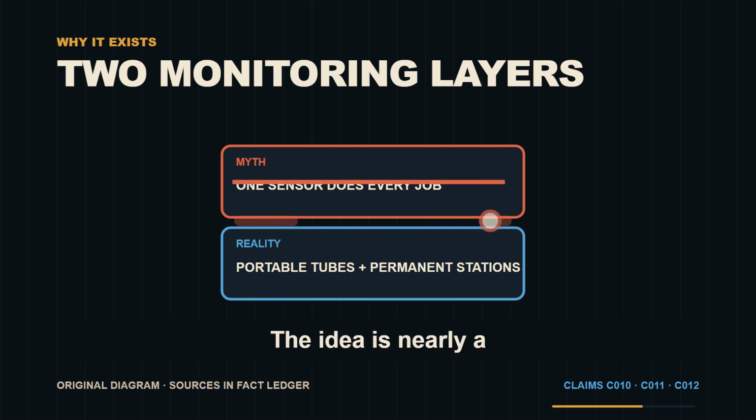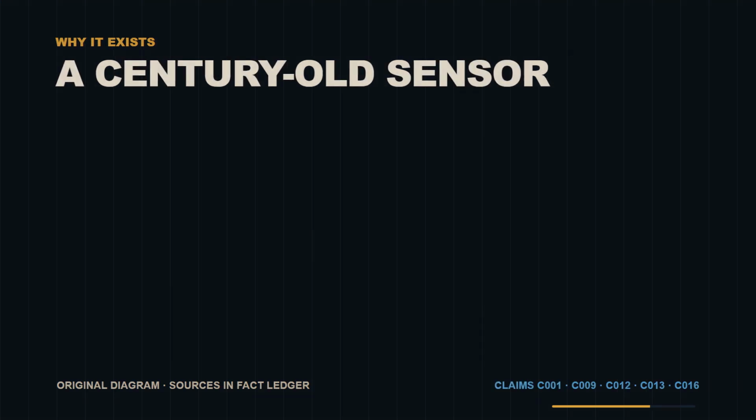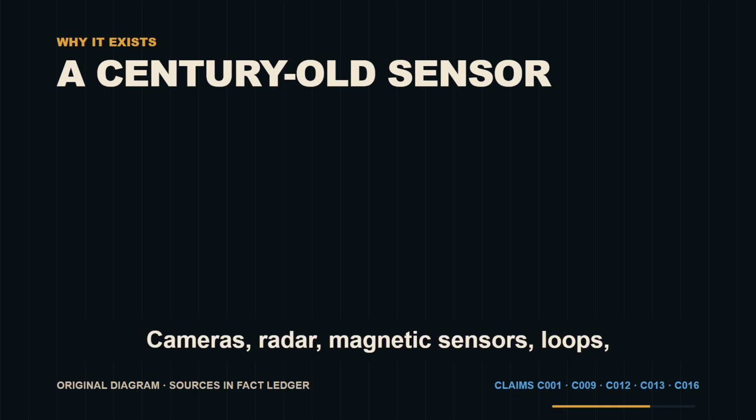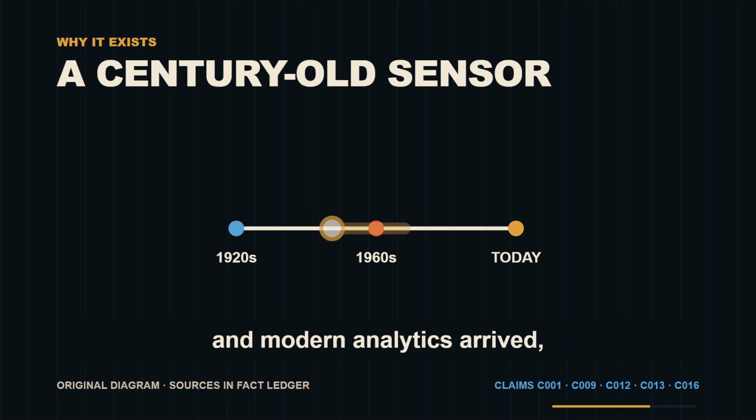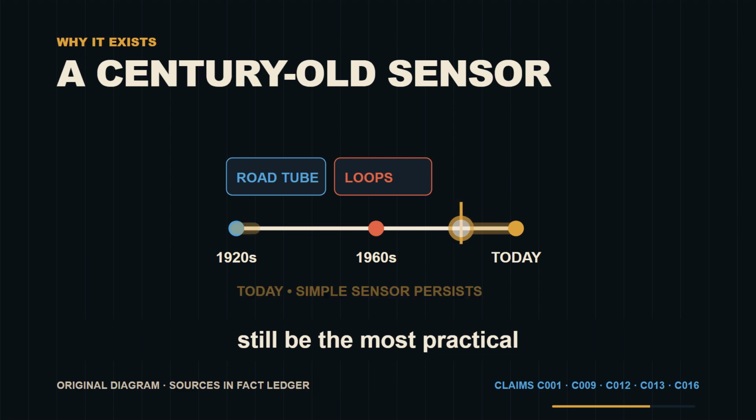The idea is nearly a century old. Simple pneumatic road detectors appeared in the 1920s. Cameras, radar, magnetic sensors, loops, and modern analytics arrived, yet the rubber tube never vanished. For a short survey on the right road, the old pressure pulse can still be the most practical measurement.